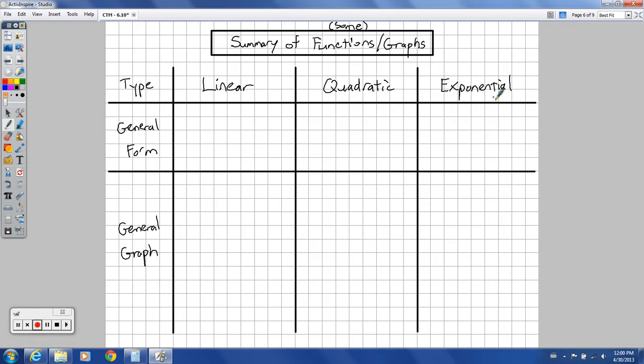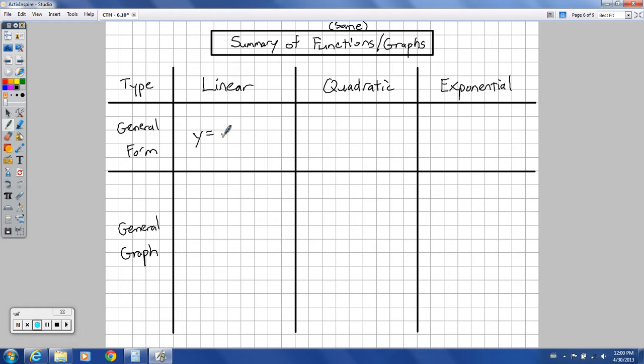You might have never heard of that. I don't know. But you could do all kinds of different functions here. These are just the general. I hesitate to say big 3 because cubic's pretty important. I think absolute value is pretty important too. They get used a lot. But these are definitely 3 of the big ones that you'll see.